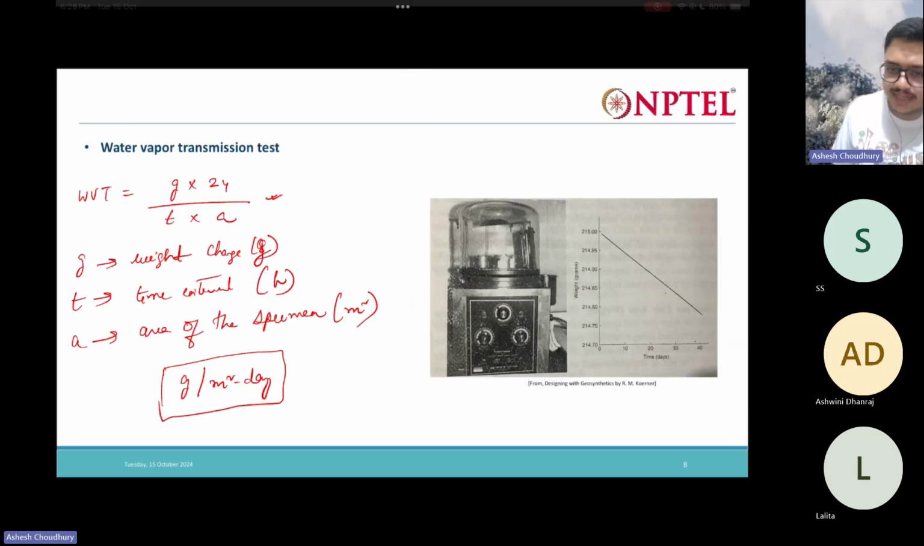So this is the test data you have for a specimen. Weight lost and the time in days you have. The time is on one axis, and on the other axis the weight. Weight lost versus the time. So how to find out the water vapor transmission?